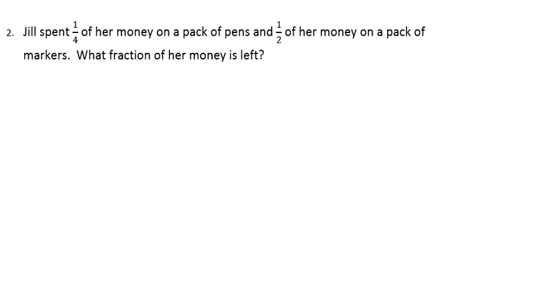Let's look at another problem. This one says Jill spent 1/4 of her money on a pack of pens and 1/2 of her money on a pack of markers. What fraction of her money is left? I'm going to start with an answer statement with a blank for the final answer. We'll say Jill has blank of her money left, and I know that that answer has to be in the form of a fraction.